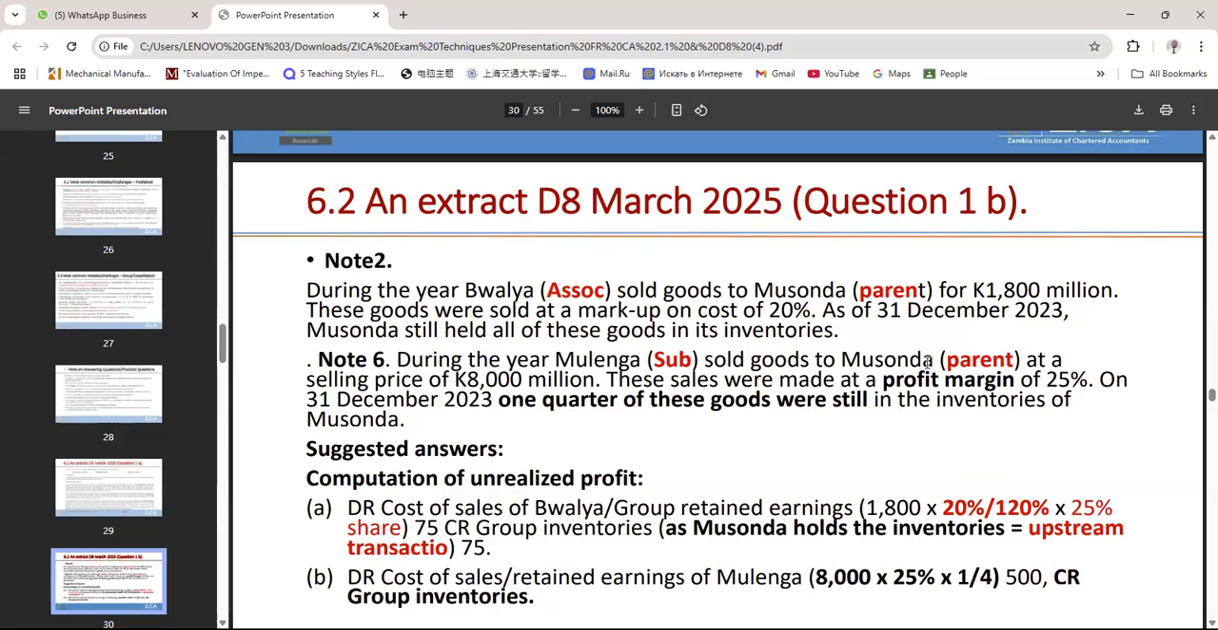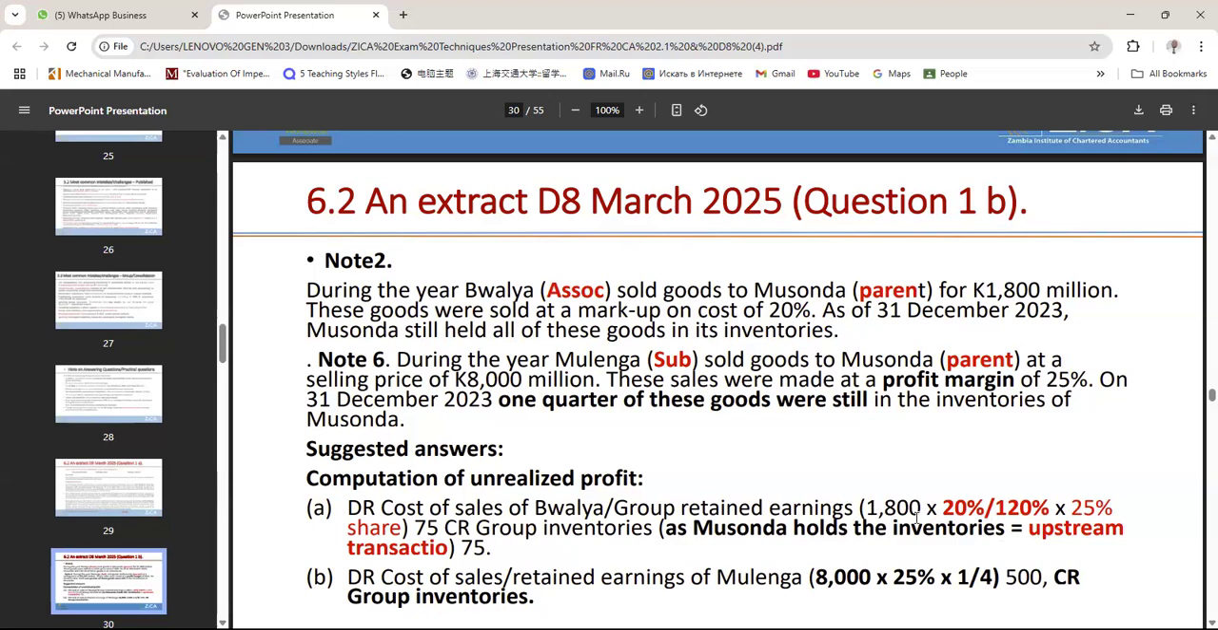Then when you're computing unrealized profit in an associate, you only get a group share. That's where they multiplied by 25%. So the message: compute in respect of unsold. If they give a markup, change markup to margin. If it's a margin, you multiply directly. Then only get a group share. Now, what's the double entry? You debit cost of sales, or you debit retained earnings if it's financial position, so it means reduce retained earnings. Then if it's upstream, when an associate is selling to the investor or parent, credit inventory. This is very, very important.